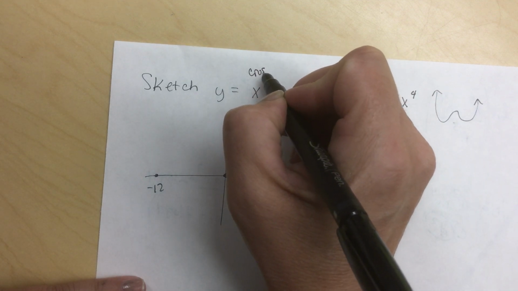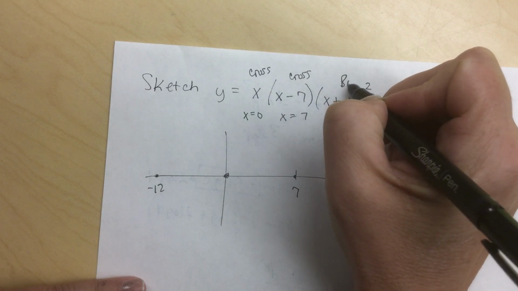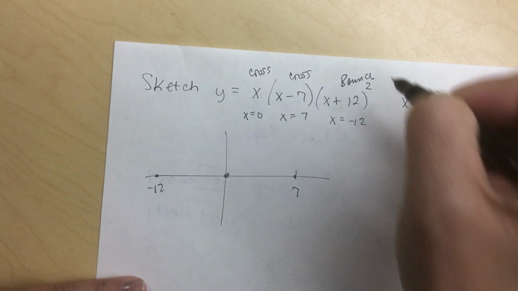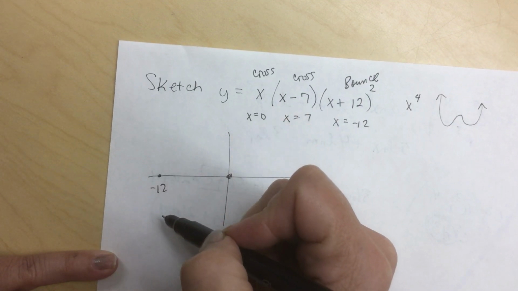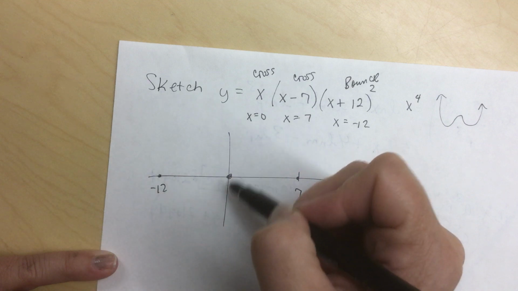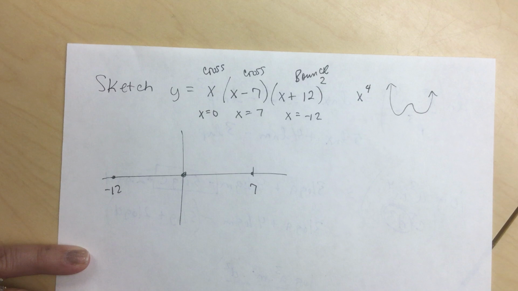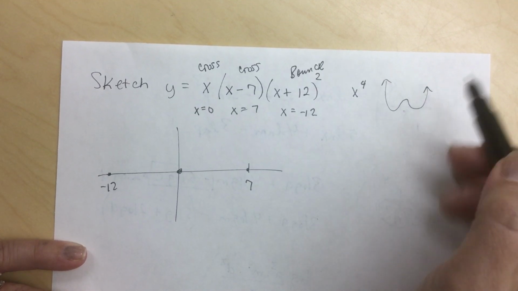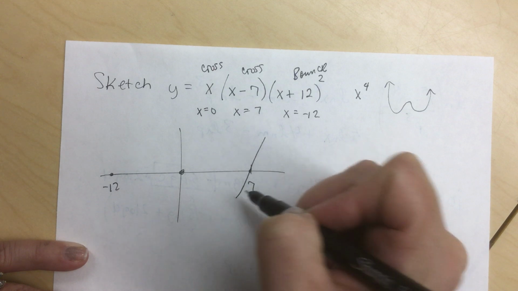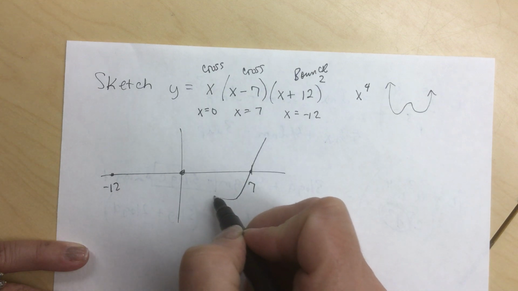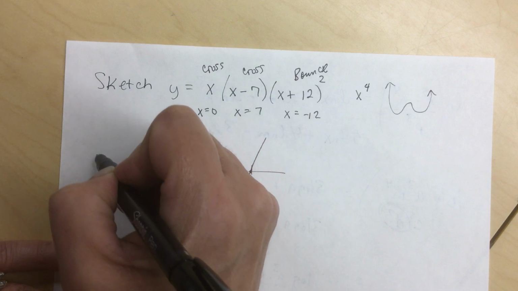Now, it's going to cross at both of those, but it's going to bounce at this one because it's squared. So if I do this general shape, if it starts like that, it's going to bounce at negative 12, cross at those two. If it starts up on the right, it's going to cross at 7, then it's going to look something like this. And then it's going to cross at 0, so it's going to look something like that, and then it's going to bounce at negative 12.